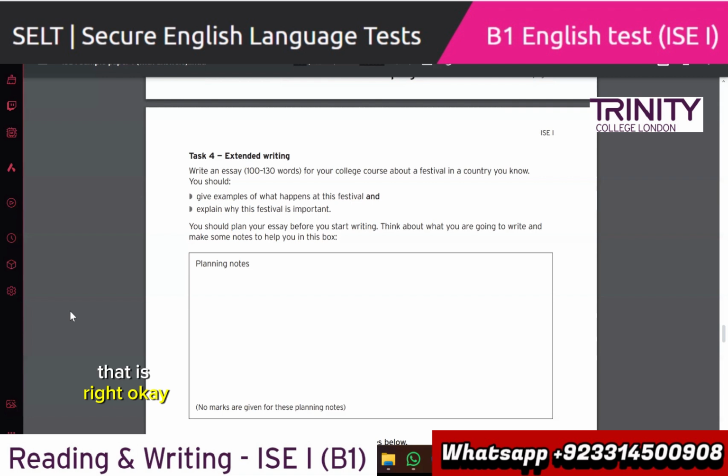Yes, that is right. Okay, so now, anything else? This is the basic pattern of the test. Now, what else would you like to learn? Which part of the test would you like to discuss?